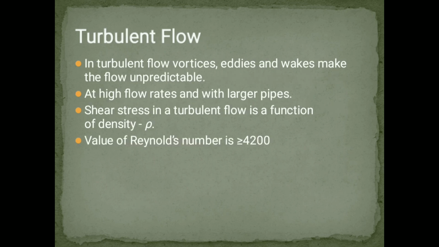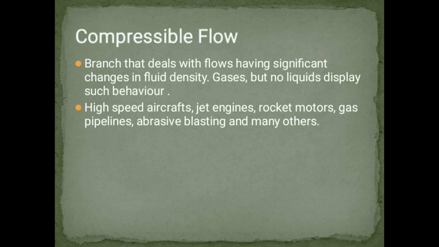And moving on, the third one is the turbulent flow. In turbulent flow, vortices, eddies and waves make the flow unpredictable. Turbulent flow happens in general at higher flow rates and with larger pipes. In turbulent flow, shear stress is a function of density rho. Like laminar and transition flow, turbulent flow can also be found by finding the Reynolds number value. If the value of the Reynolds number is greater than or equal to 4200, then we can say that the flow is turbulent flow.